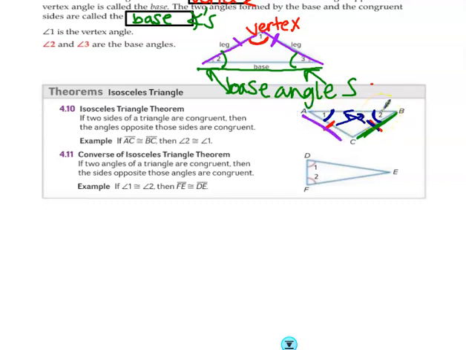The converse of the isosceles triangle theorem: if two angles of a triangle are congruent, then the sides opposite are congruent. So the same idea, but now written differently, okay? So angle 1 and angle 2 are congruent. Therefore, angle 1, what's the opposite of that? Goes with FE. And then angle 2, I'm going to draw an arrow, angle 2 goes with DE, okay? So we can use them interchangeably when we have that necessary information. And that comes in handy quite often.